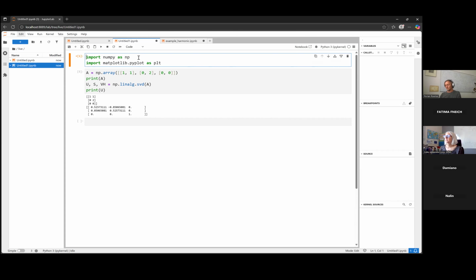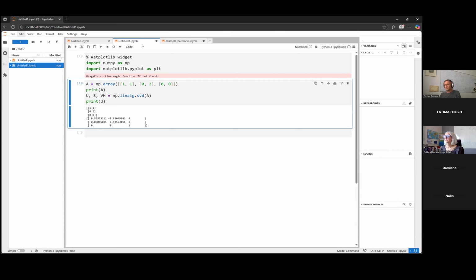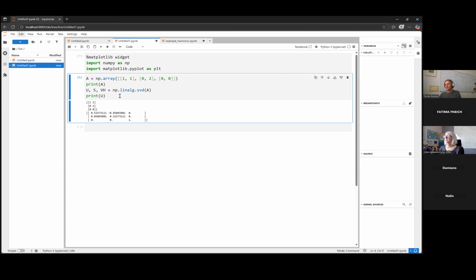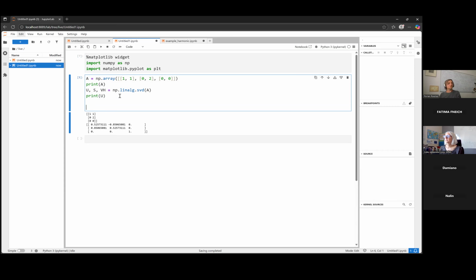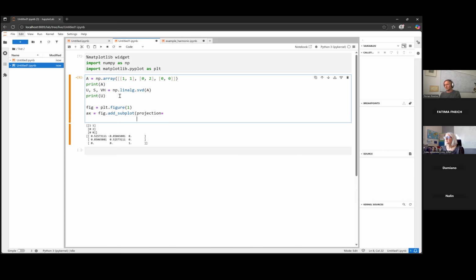And let me in fact do the matplotlib widget thingy so I can manipulate the plots a little bit better. All right, here we go. Let's do a figure, and let's add a subplot to it where I want to see the, oh, come on. I want to see the 3D projection a bit more nicely.